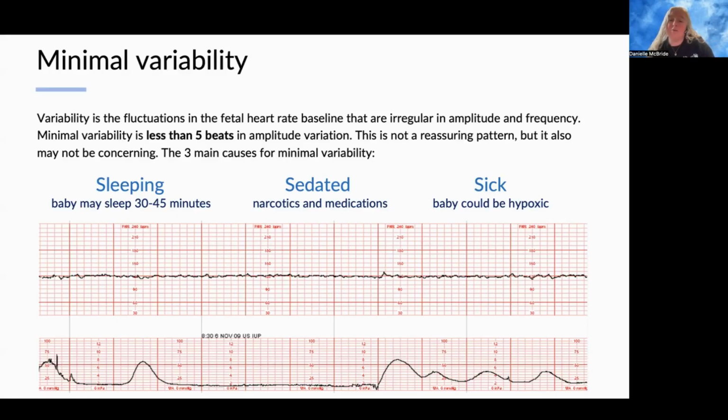We could also have a baby that is hypoxic. When babies become hypoxic, their variability decreases. So for minimal variability, we think about the 3 S's: sleeping, sedated, or sick. I don't know which, so I might give it half an hour. If I'm not seeing late decelerations, which we discussed in another video, maybe the baby's asleep and I'll give it some time. If I know that mom is receiving medications that have a sedative effect, it can also have a sedative effect on baby. But if I have a tracing showing minimal variability for an extended period of time, I'm concerned that the baby could be hypoxic.